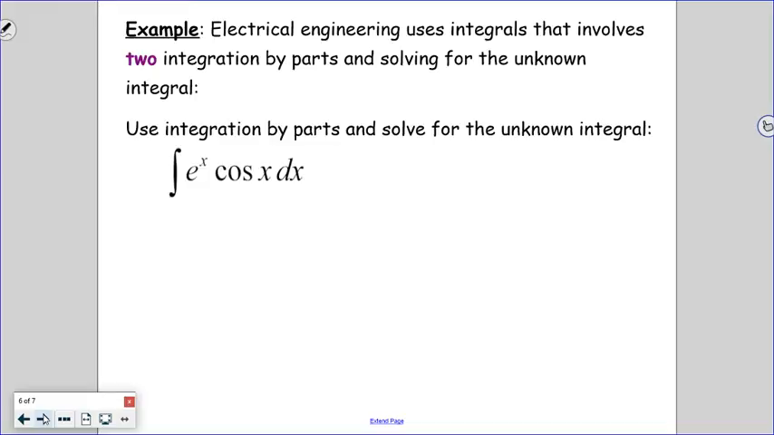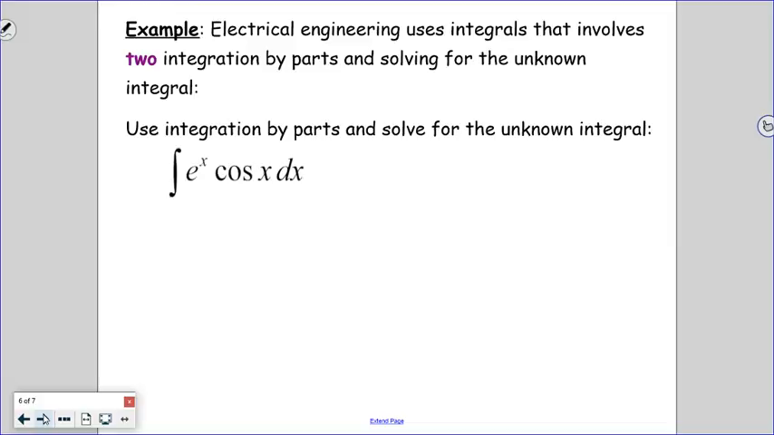All right. The last one I have for us today is this, and I want to look at the directions and how I know that I'm doing integration by parts twice, and the little trick that's going to happen on this one. It says electrical engineering uses integrals that involves 2 integrations by parts and solving for the unknown integral. And that is something we really haven't done yet in the way we're going to do this one, and you'll see why it becomes a thing in the middle of this problem, but we're going to have to show our work slightly differently than we are used to.